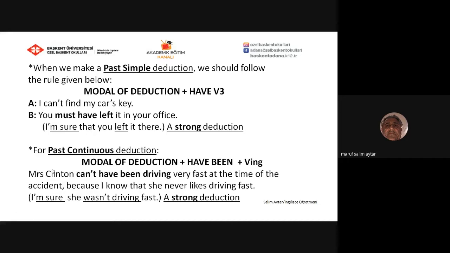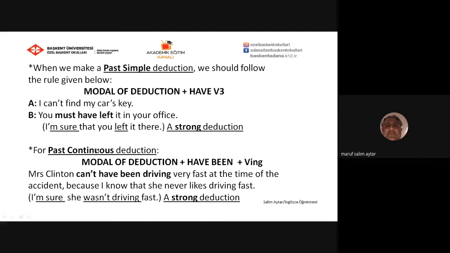The new point for us: when we make a past simple deduction, we should follow the rule given below. After the modal, we need to use have and the past participle of the verb, the third form. Okay? I can't find my car's keys. We say, I'm sure that you left it in your office, it should be a strong deduction. So you must have left it in your office.